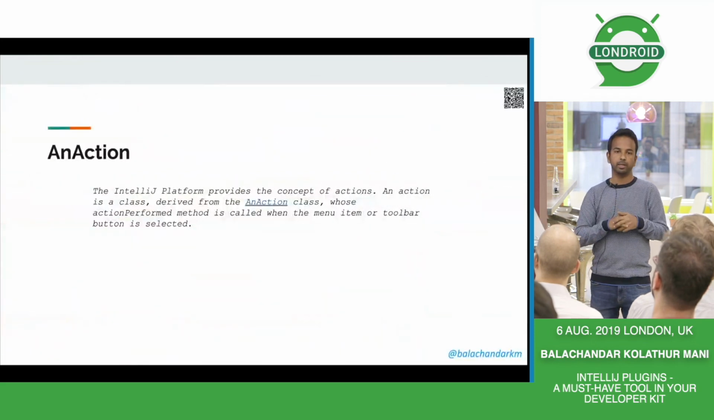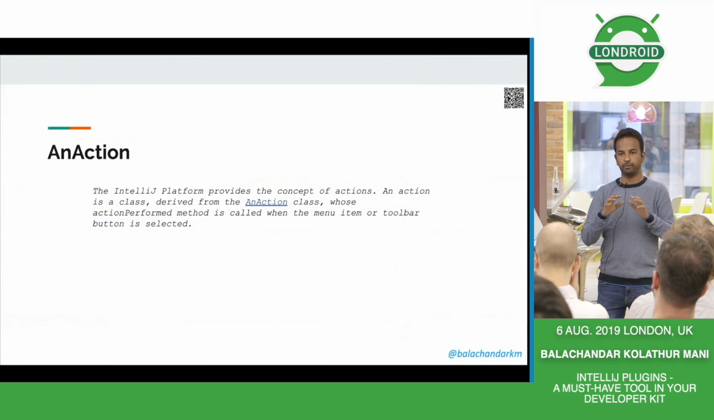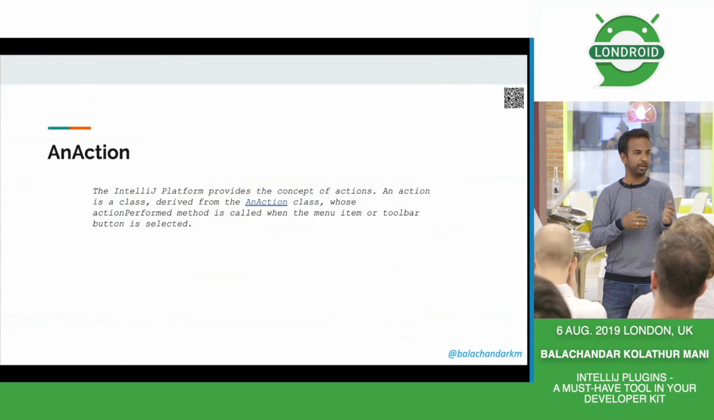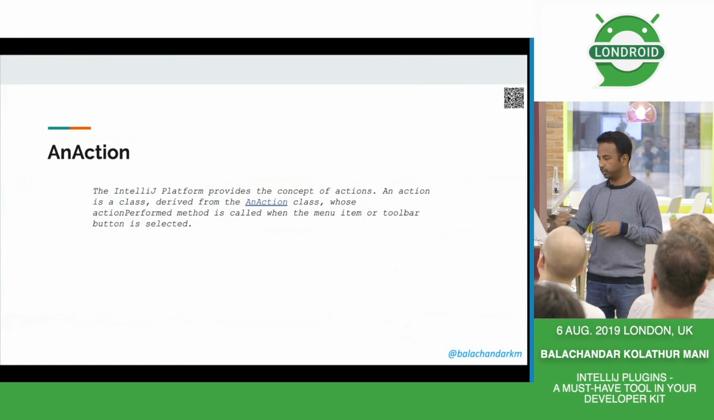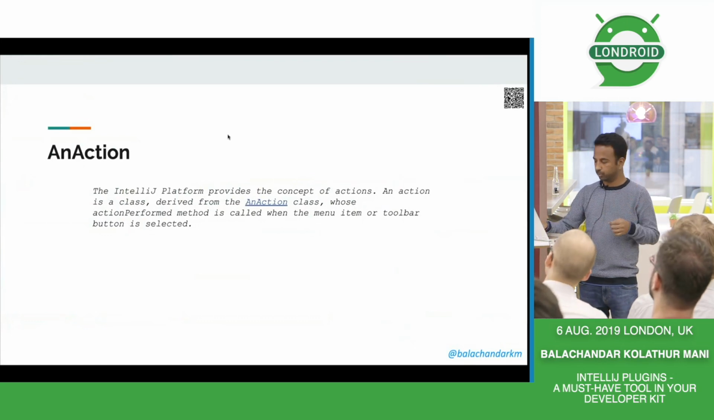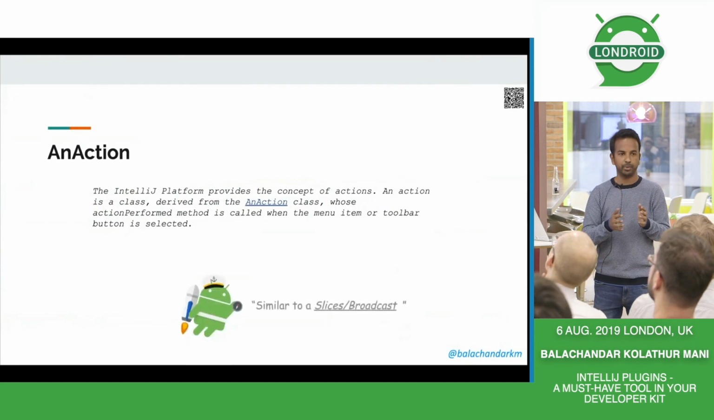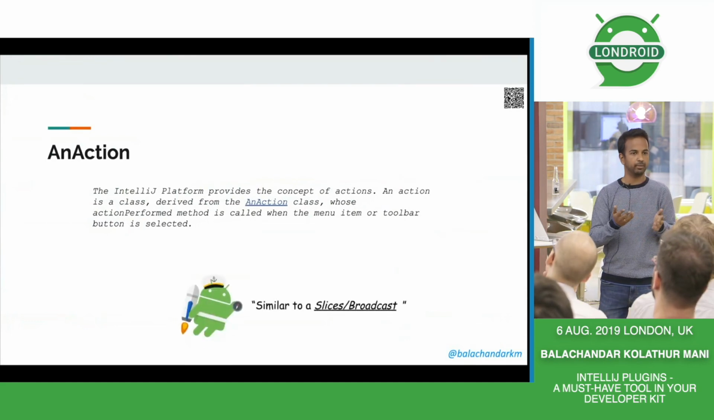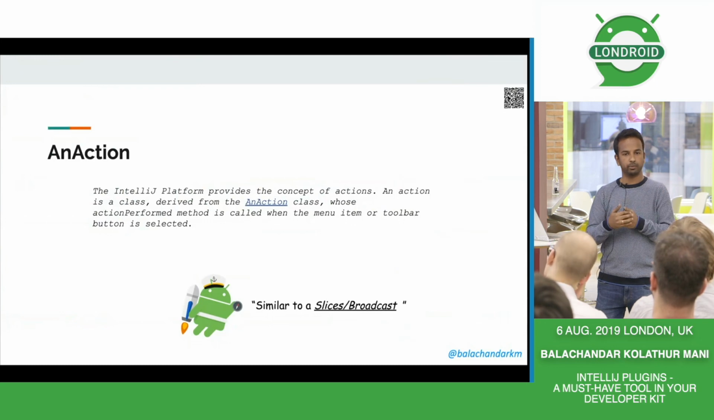And then the third building block is an action, which is my favorite building block because it requires very, very minimal effort, but it can be very beneficial based on your use case. Sometimes your use case can be satisfied with just an action. I will tell you how to declare an action and how to use it. If you draw a parallel to the Android universe, it relates to the Slices API, which came recently, or the broadcast. If you declare an action, and that action is performed by the user, the IntelliJ plugin system will give a callback to your class, so that you can do whatever you want.